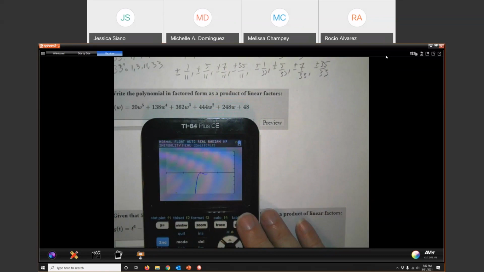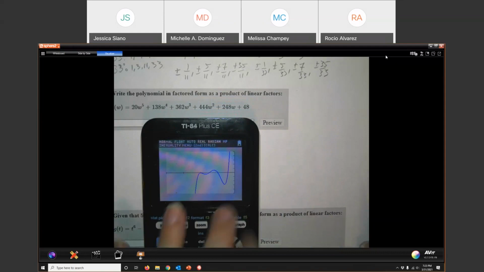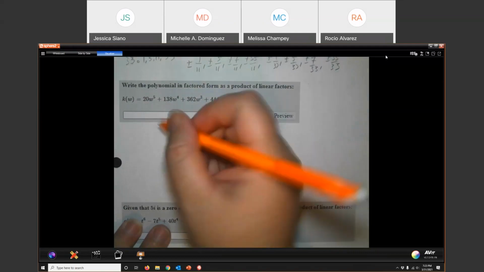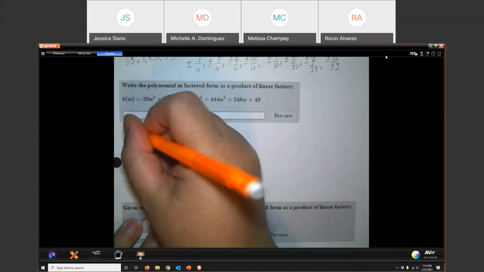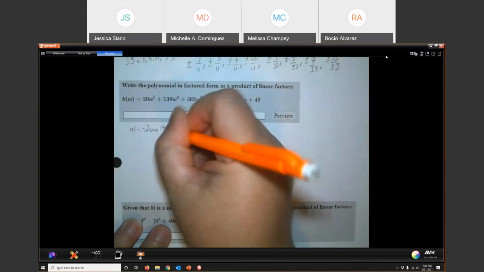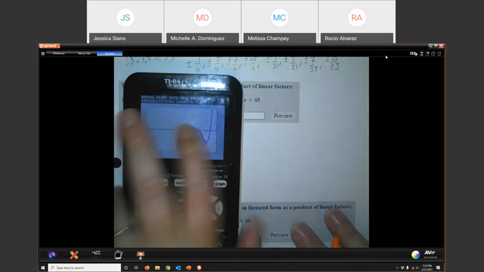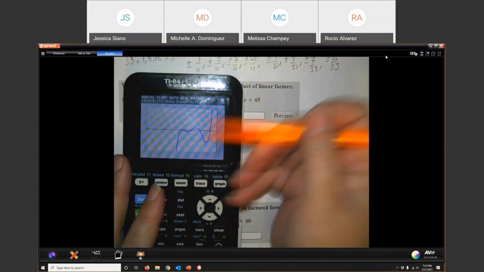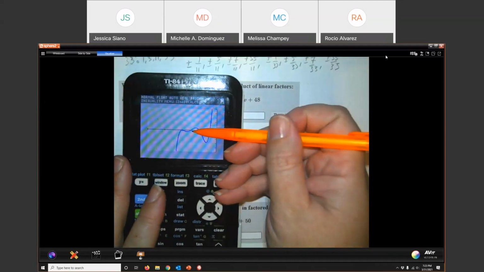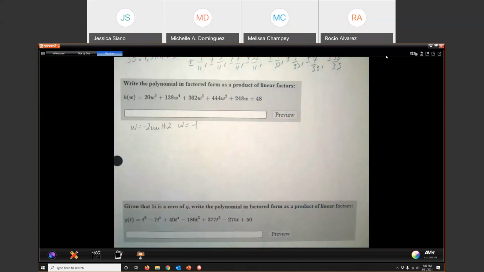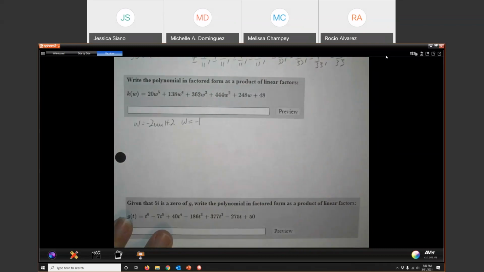Okay, so we can see at -2, it bounces. And so remember that when we have a root that bounces, that means that root has multiplicity 2. So what I know is that I have w equals -2 with multiplicity 2, and w equals -1. I know that I have 2 other roots in there, but I don't know exactly what they are. Like, it definitely crosses right there in -2 and -1. And it definitely crosses right there in between 0 and -1, but I don't know exactly where. So I'm going to stick with the ones that I'm sure of.